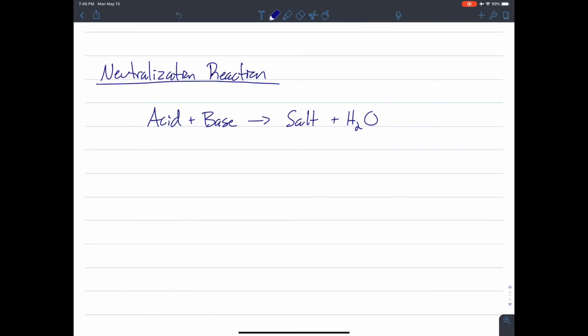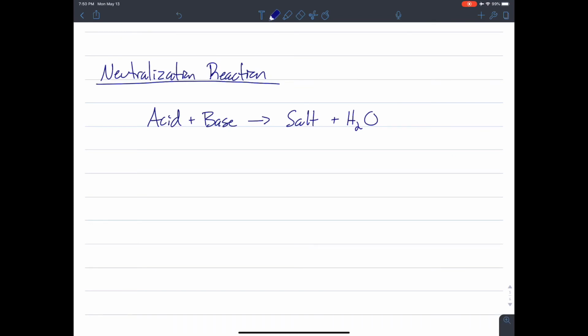You've probably heard the term neutralization before. If you have a strong acid, you need to neutralize it with a base. And when you combine a strong acid and a base, you're going to get water, because the H plus that's released from the acid and the OH that's released by the base come together. And what do you get? You get two H's and one O, you get H2O. Then the things that were attached to the acid and base combine to form the salt.